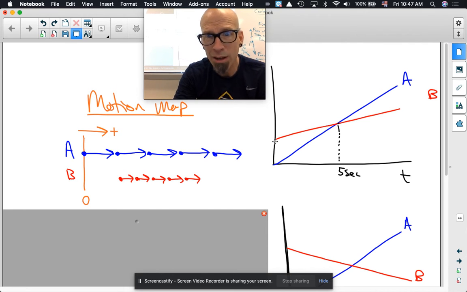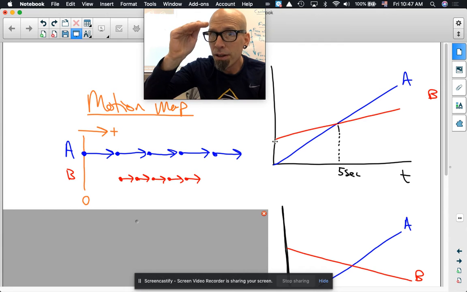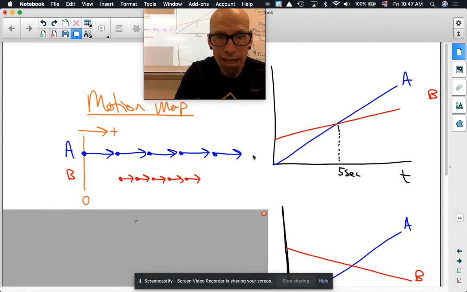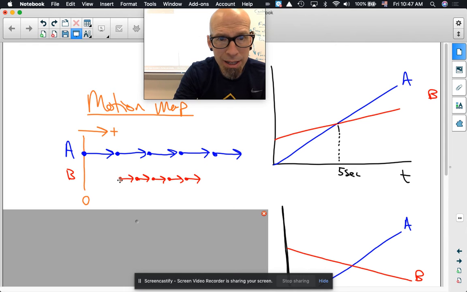Ahead of, now notice, it's not above, it's ahead of A. I did not put my dot for B up here. I did not put my dot for B above A. Okay, above on the motion map doesn't mean the same as above on the graph.